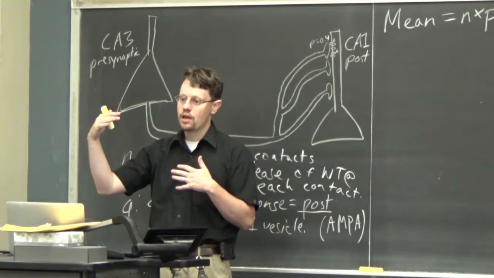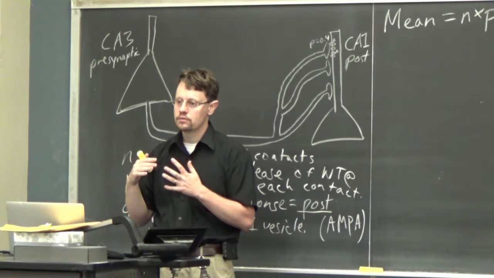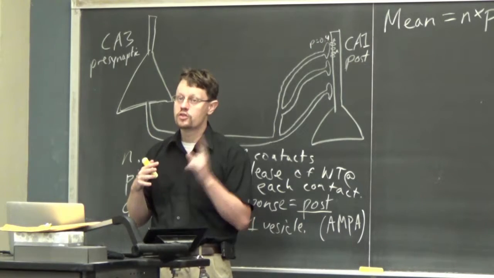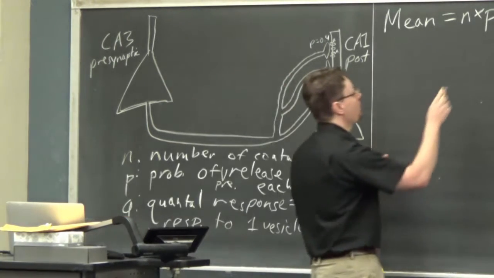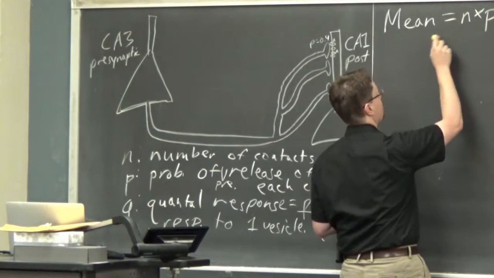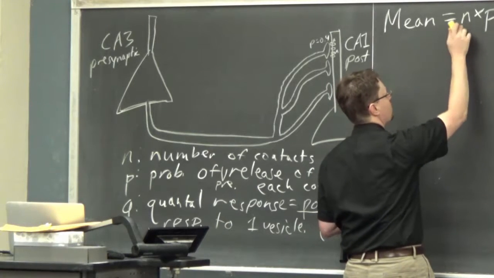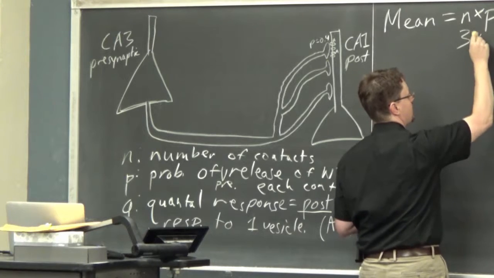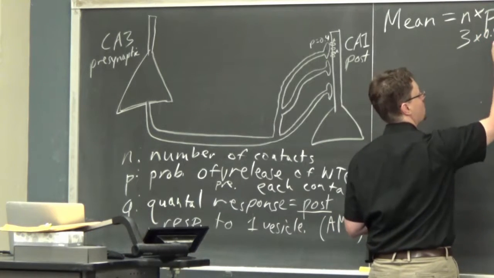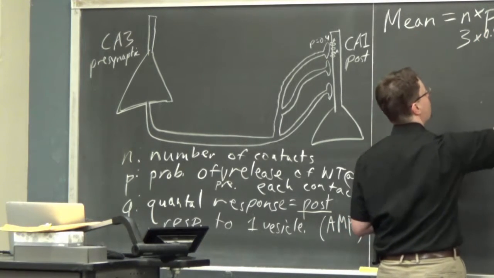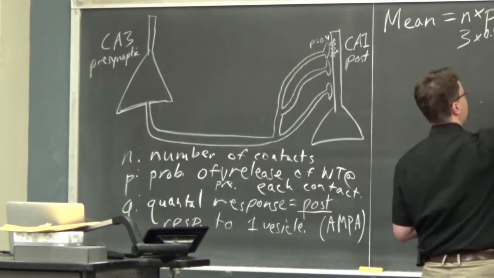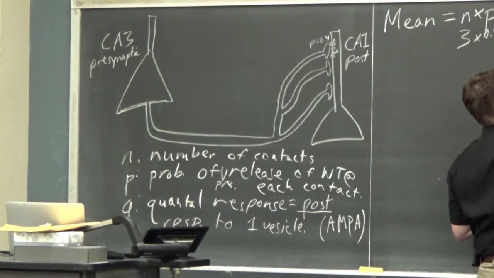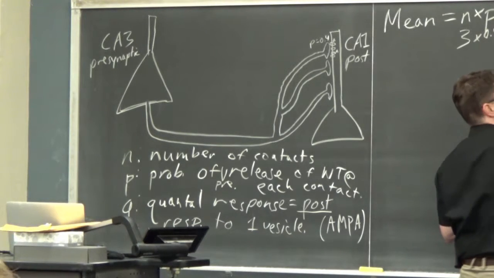So do you double the minimal response, or could you double the probability? So let's say we keep n constant at 3. We have n is 3, p is 0.4, and q is 1 millivolt. Then in that situation, our mean response is going to be 1.2 times 1. So our mean response is going to be 1.2 millivolts.